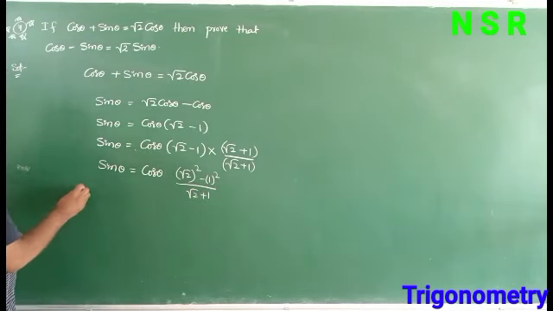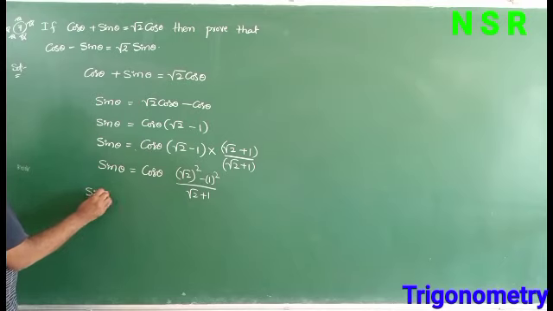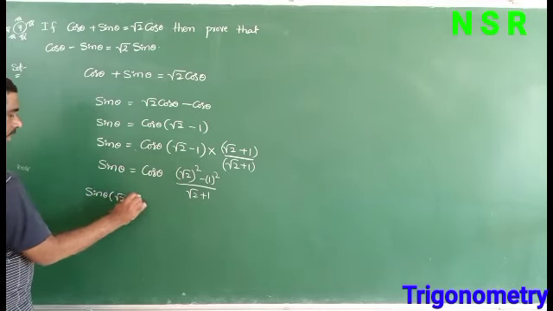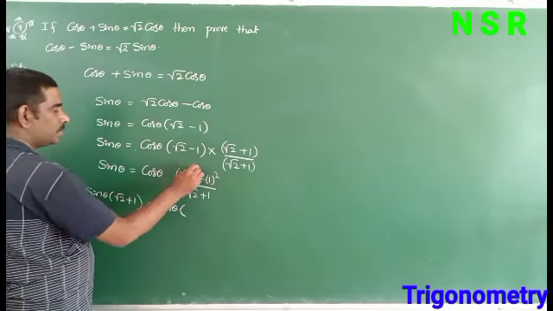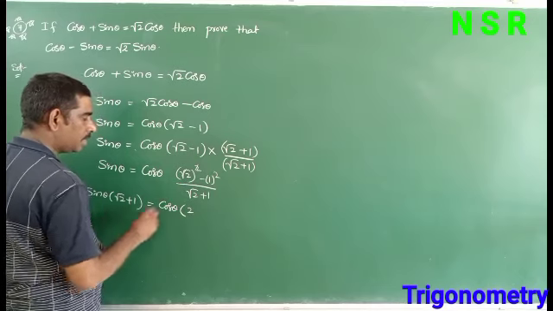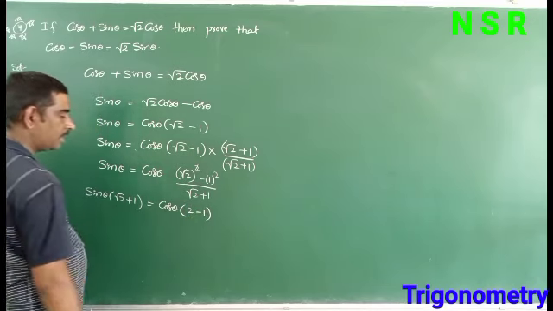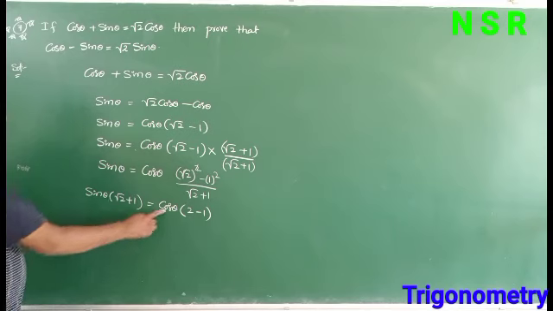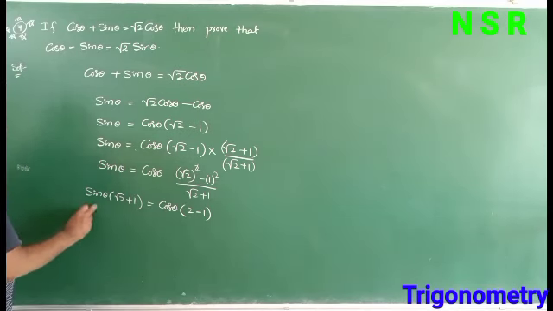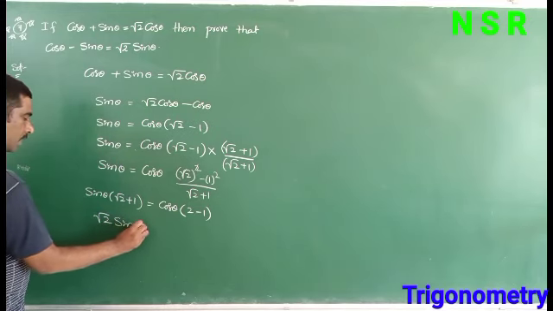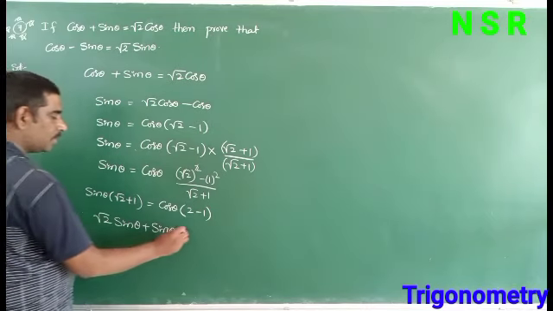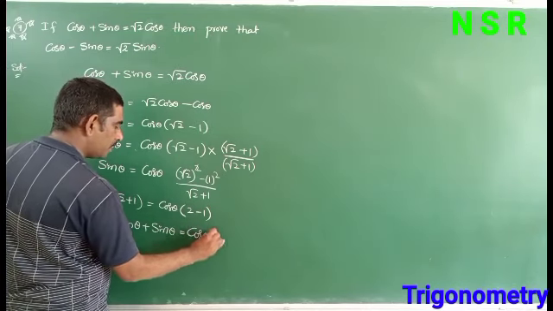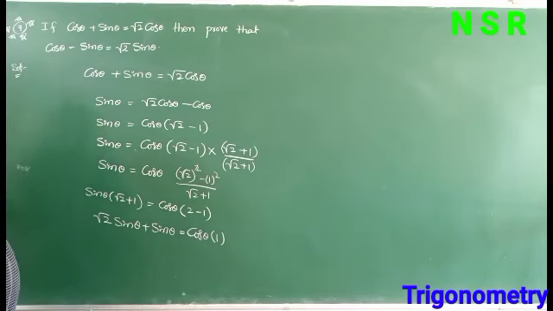So this root 2 plus 1 multiply here, sin theta into root 2 plus 1 is equal to cos theta into root 2 square, the square root gets cancelled, here we get 2 minus 1 square value 1, 2 minus 1 is 1. So 1 into cos theta. So sin theta multiply here, sin theta into root 2 is root 2 sin theta plus sin theta into 1 sin theta is equal to cos theta into 1, so cos theta.